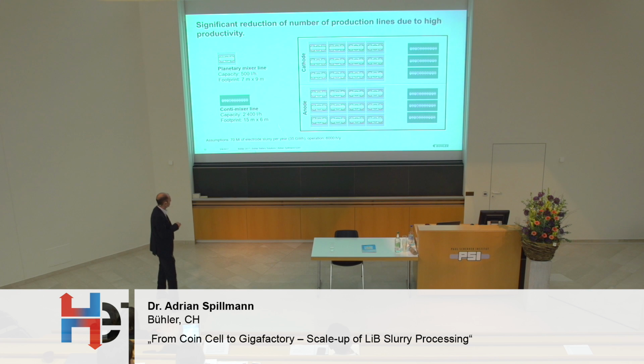Again, if we take the example of the 35 gigawatt hour capacity, the 70 million liters of electrode slurry, we have 24 batch mixing systems. On the other hand, 6 continuously operated mixing lines only. As you can see here already, besides the number of mixing lines, this also has an impact on the space which is required for the installation.